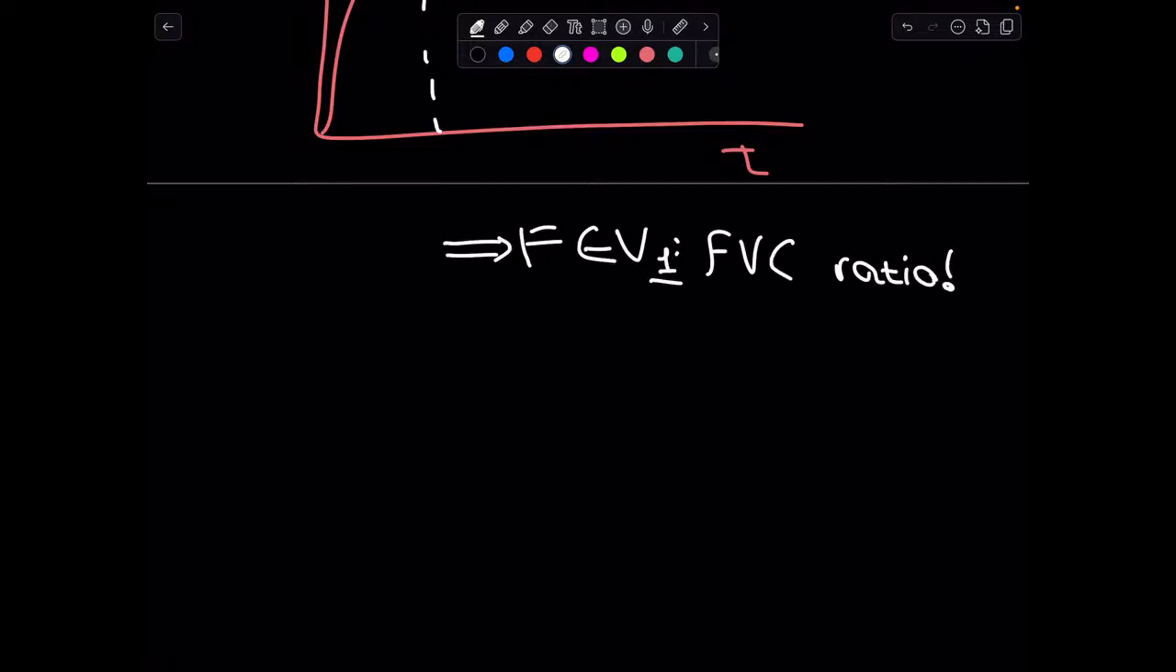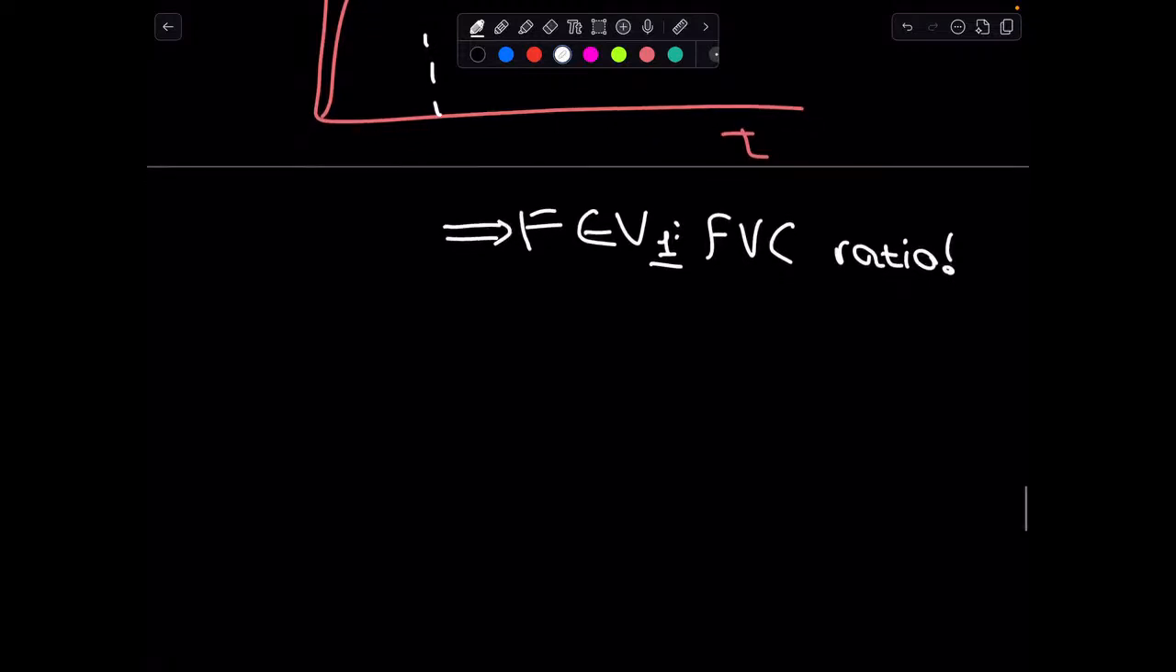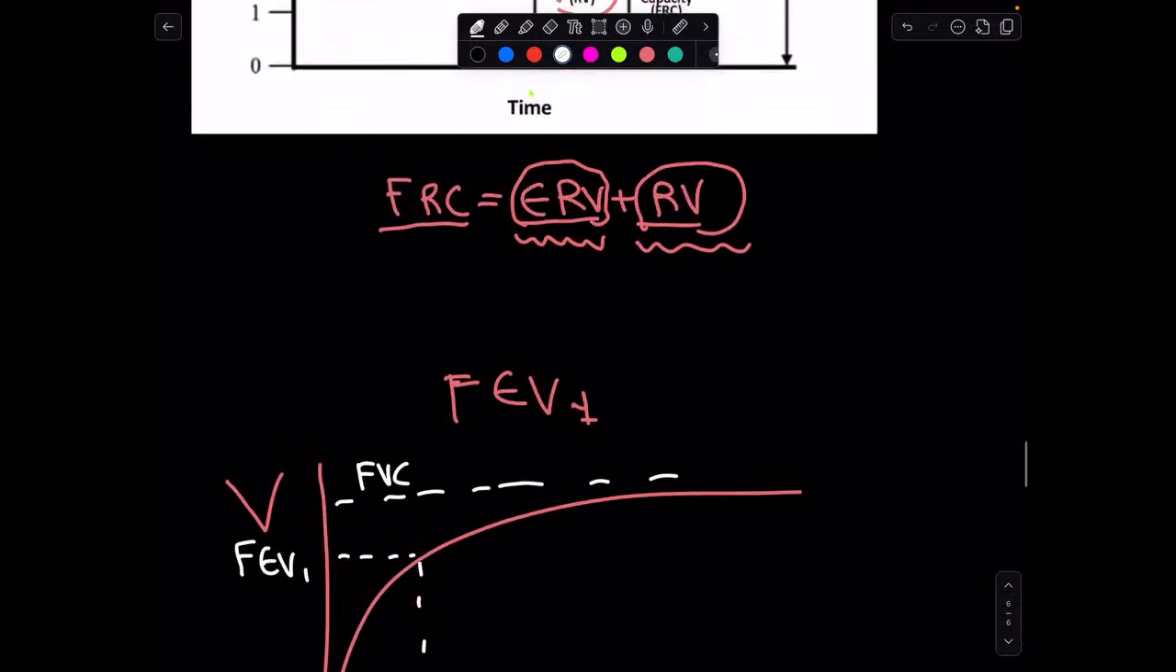Wait, so a big ratio, how would it look? A higher ratio, like above 80%, usually indicates your airways are clear and you're able to exhale most of the air quickly. Basically, because a small ratio means it takes you time. Exactly. A smaller ratio suggests it's taking you longer to get the air out, often due to obstructed airways.